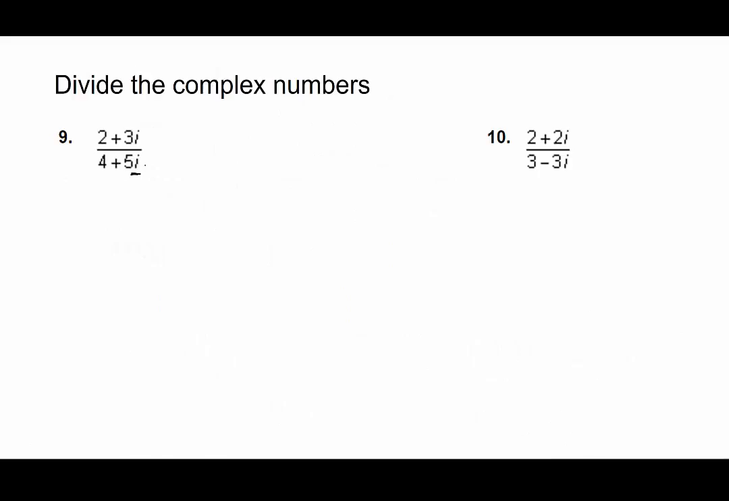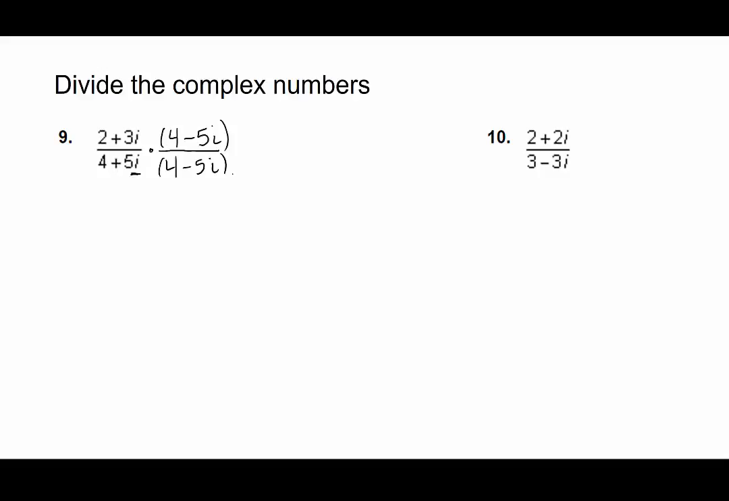So now I have a fraction and I have a complex number on the bottom. Now the rule is you cannot have a complex part on the bottom of your fraction. So we need to rationalize the denominator. So I multiply the top and the bottom by the complex conjugate of the bottom. That's going to make that imaginary part disappear.